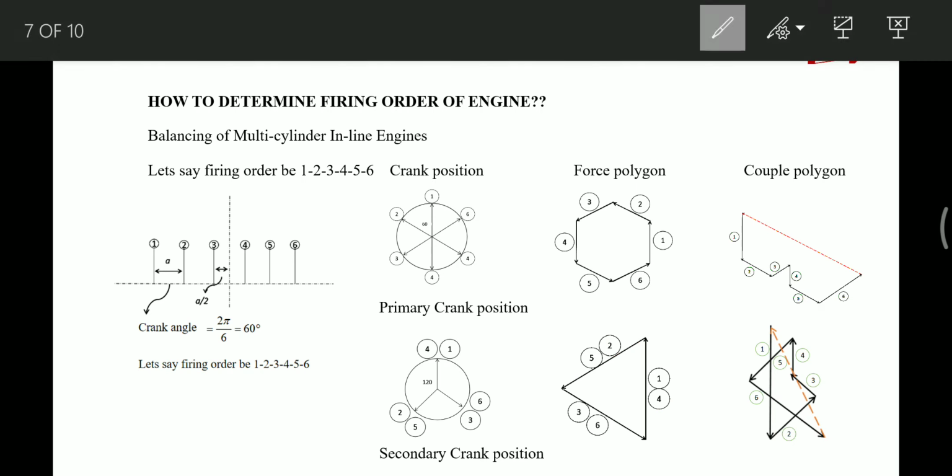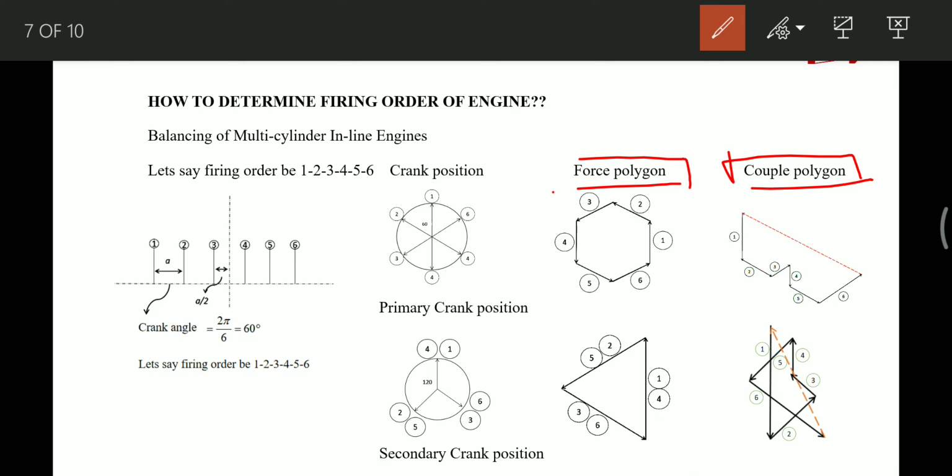Now let's draw the force polygon for the system, and the couple polygon for the system. Actually friends, this can be done by an analytical method also, by calculations or by using the equations, but it will become very difficult or very complicated to understand. So instead of using that method, I am going with this polygon method, so that it can be easily understood how this firing order is determined for the engines.